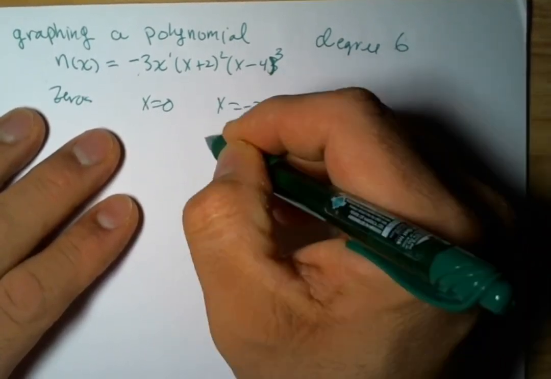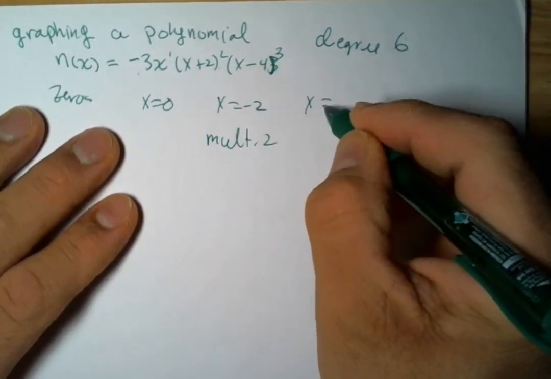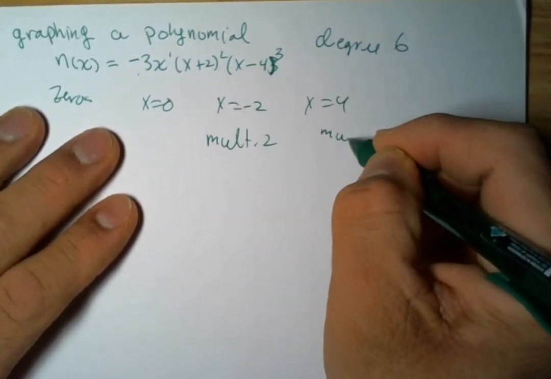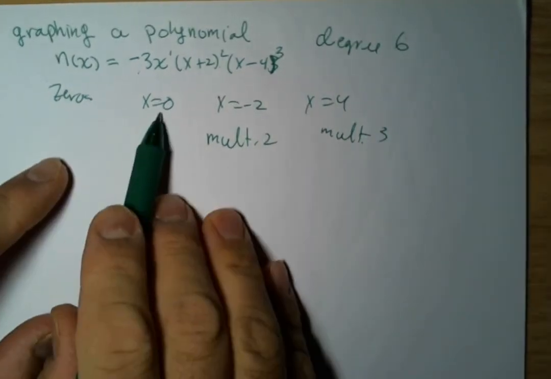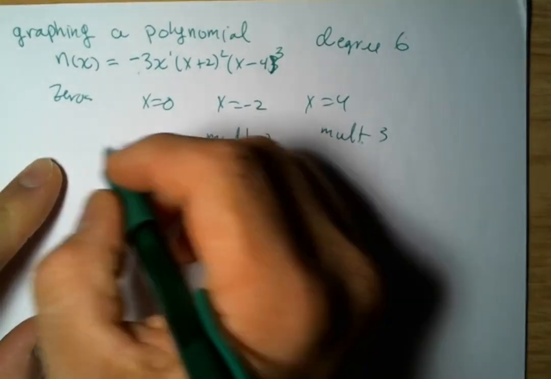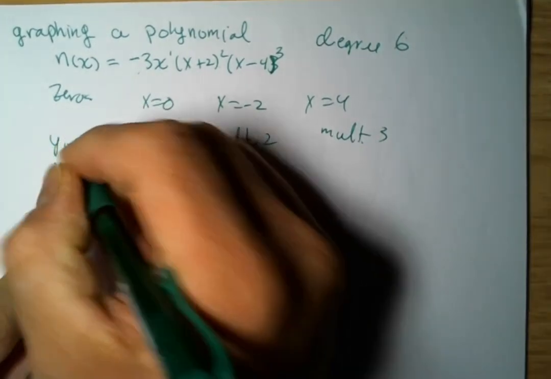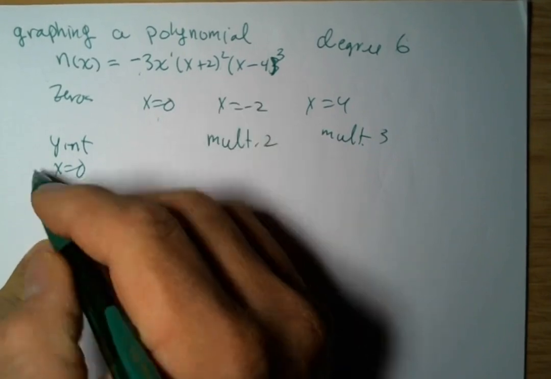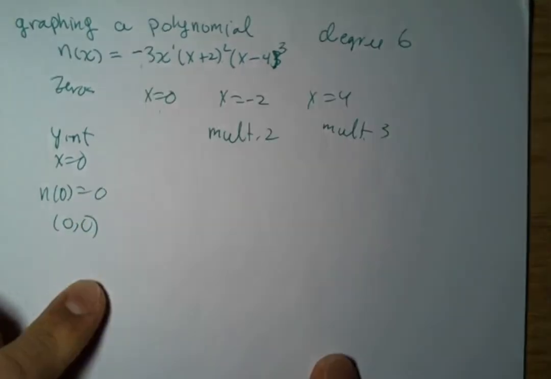Now with the zeros, x equals 0 is one of the x-intercepts. x equals negative 2, multiplicity 2. x equals 4, multiplicity 3. Looking at this, when x is 0, our y-intercept is 0. So it goes through the origin. Let x be 0; plugging in there means that n of 0 gives me 0, so it goes through the origin.